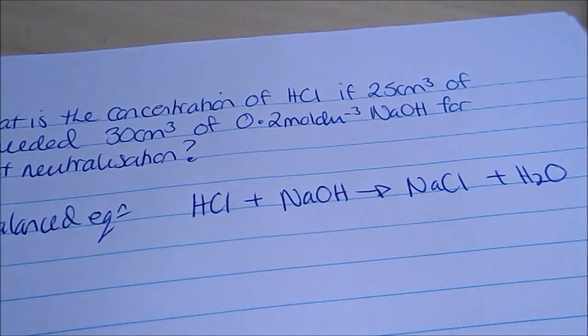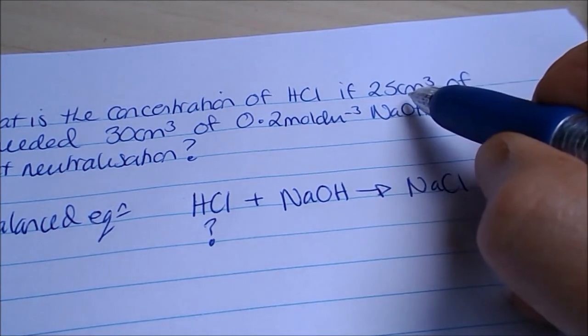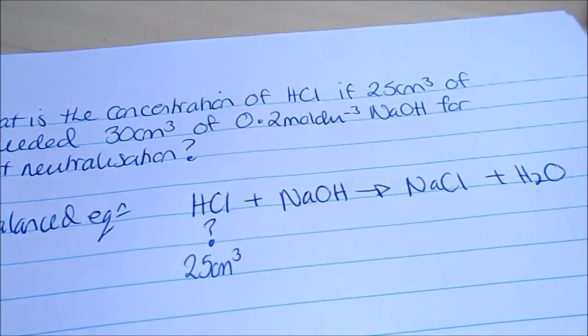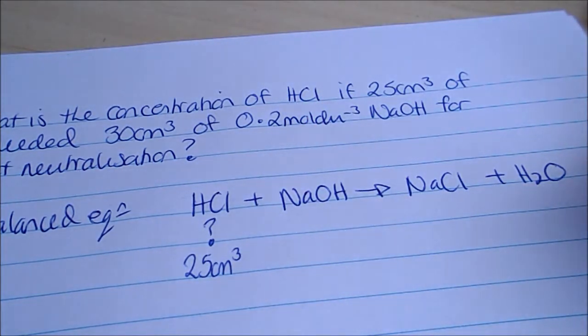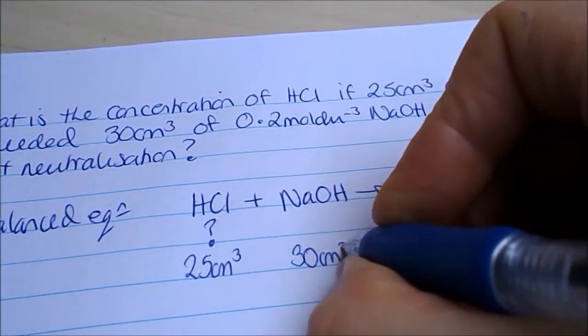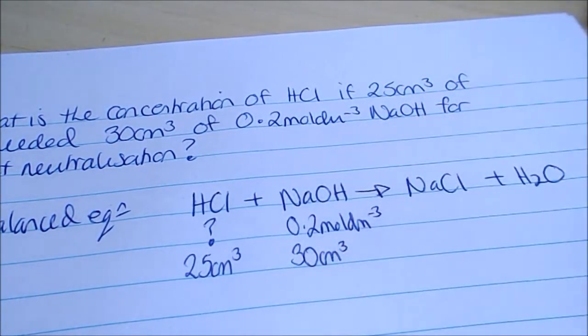Now, certainly those of you that I've taught will have been well trained in putting all the information in the question under the balanced equation, and it helps us particularly with these ones where we've got more numbers involved. So the question says, what is the concentration of hydrochloric acid? So we need to find out something about the hydrochloric acid. If 25 centimetres cubed of it, i.e. the hydrochloric acid, needed 30 centimetres cubed of 0.2 mole per dm cubed sodium hydroxide. So we've got 30 centimetres cubed of that, and the concentration was 0.2 moles per dm cubed.